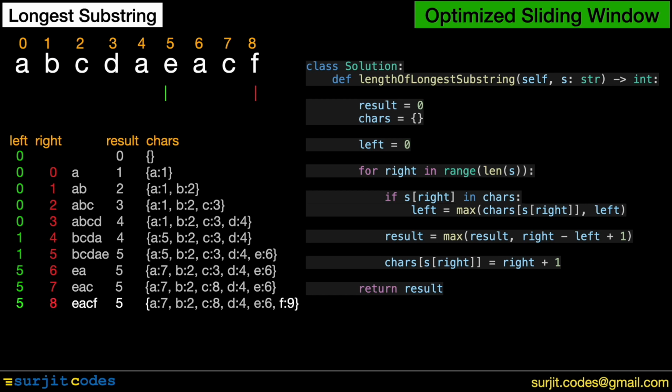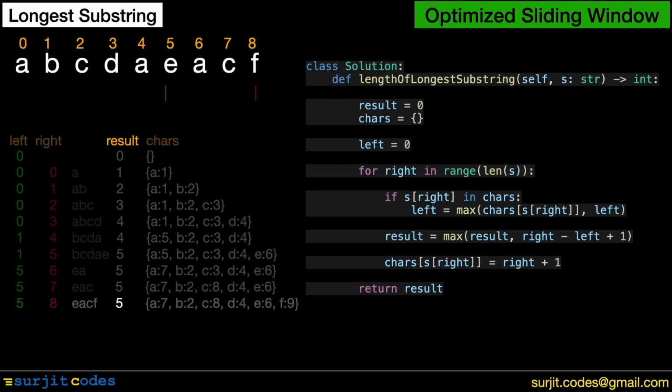In the last iteration, the character F is processed and result remains 5. F 9 is stored in the dictionary. The final value of result is 5.